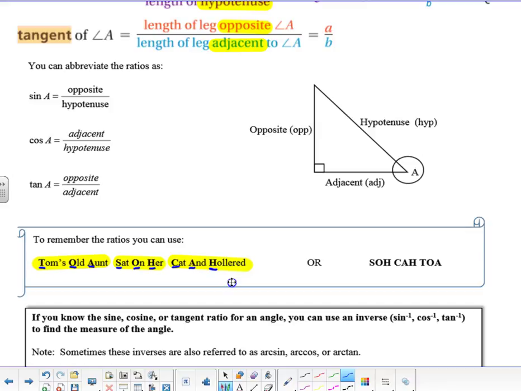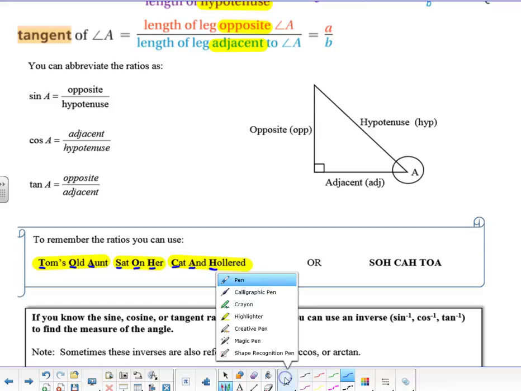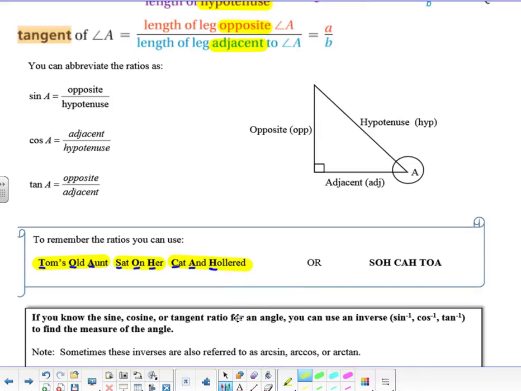Or the other way that people use is Sohcahtoa. Sohcahtoa, it always makes me think like I'm in a fight or something. So those are two common ways. There are other ways, I'm sure if you Google it, you'd find a whole bunch of them. But Tom's old aunt sat on her cat and hollered, somehow, it's helpful to remember these relationships. I think they're actually on the formula sheet for the year, so you don't really have to. But you're going to use these so much, you'll start to remember it.